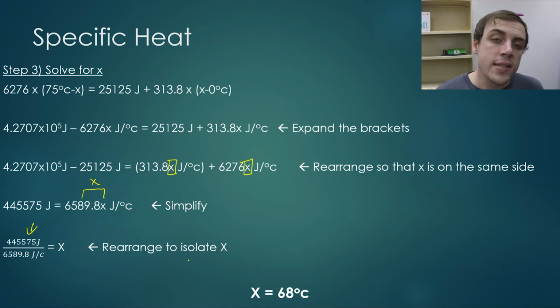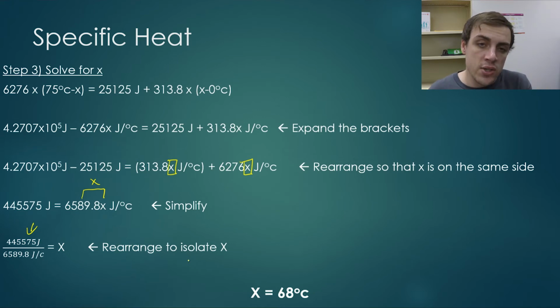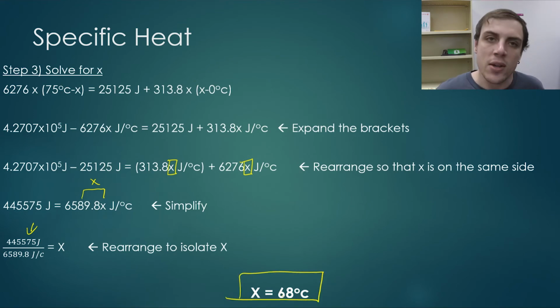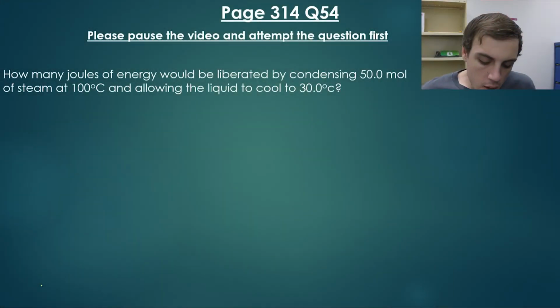So what that means is if we got 75 grams of ice at 0 degrees and placed it into a beaker of water, 1,500 grams of water at 75 degrees Celsius, the overall temperature when the ice has melted and has formed an equilibrium will be 68 degrees Celsius. Okay, let us now move on to question 54.